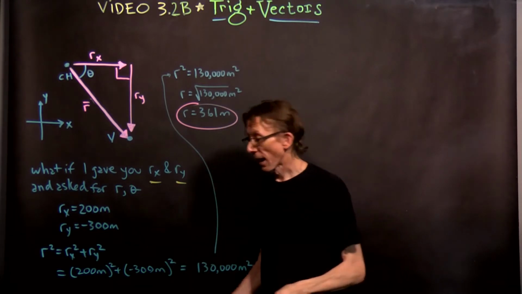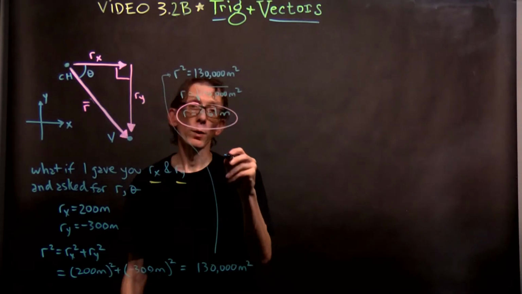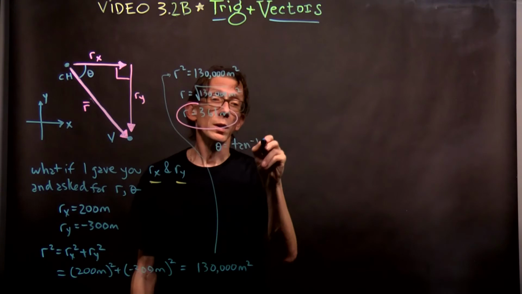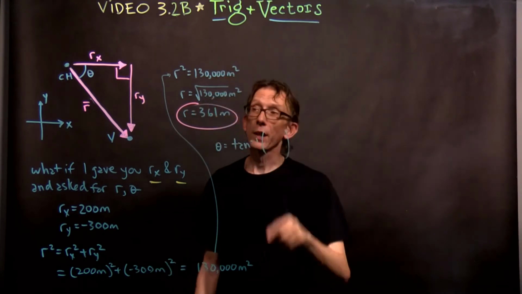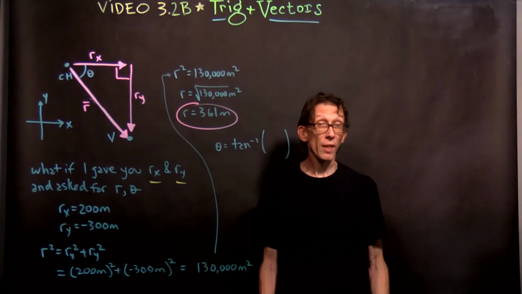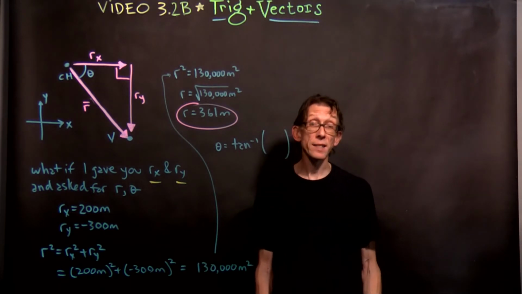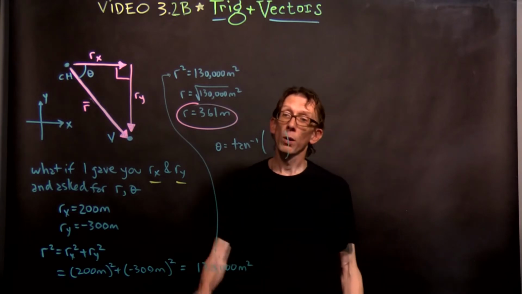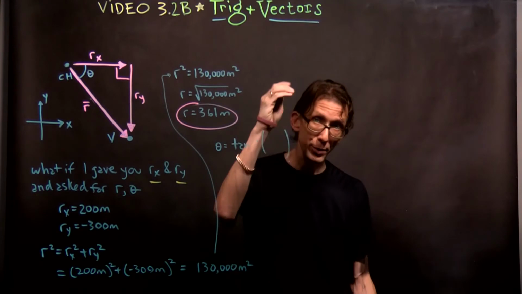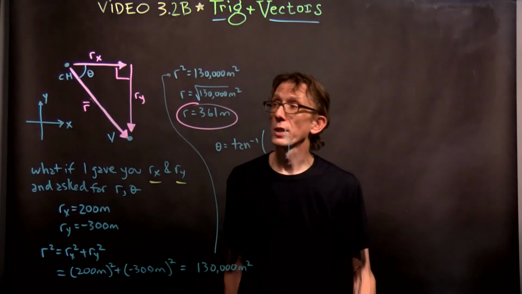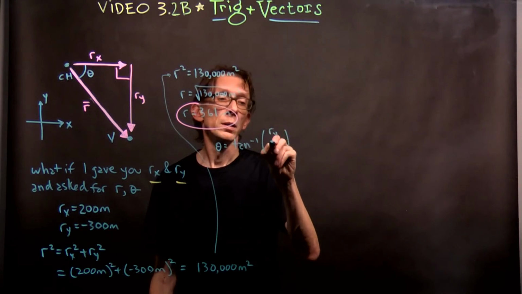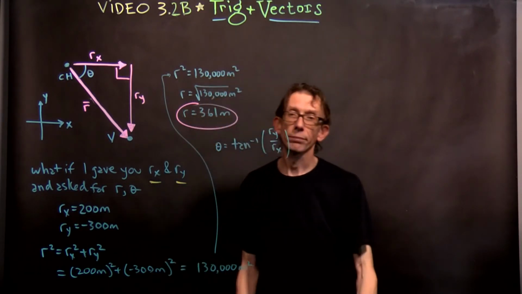So that's R. To find theta, you just need to apply the angle formula. Theta is the inverse tangent of the opposite over the adjacent. Right? That's how tangent is always defined, opposite over the adjacent. So the inverse tangent is going to be Ry over Rx.